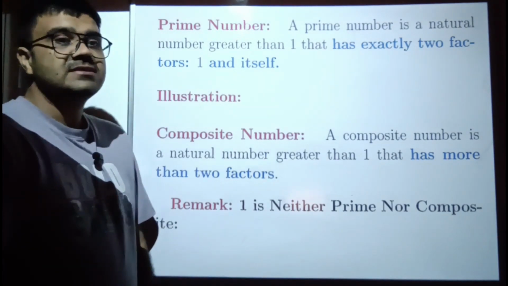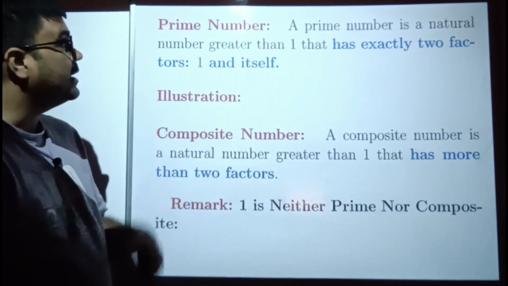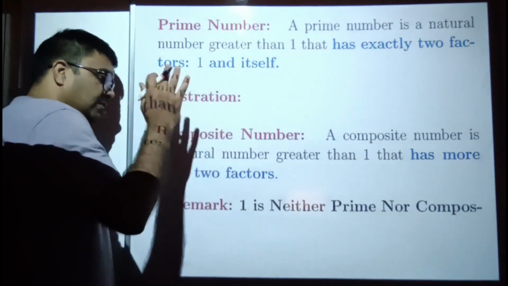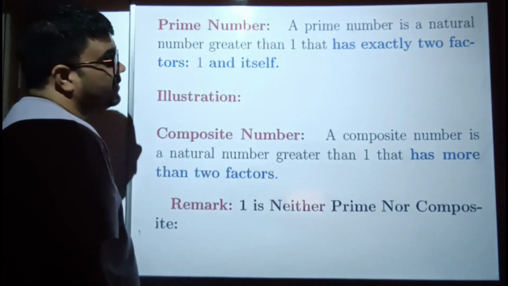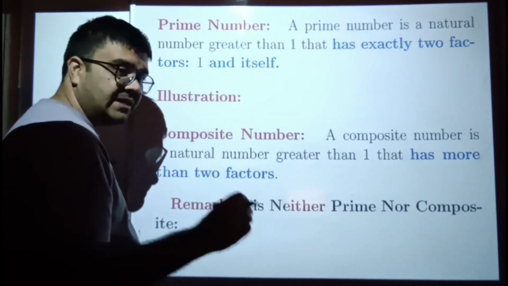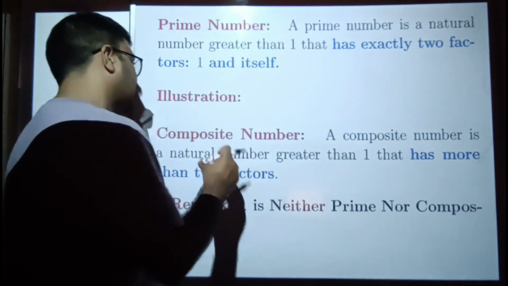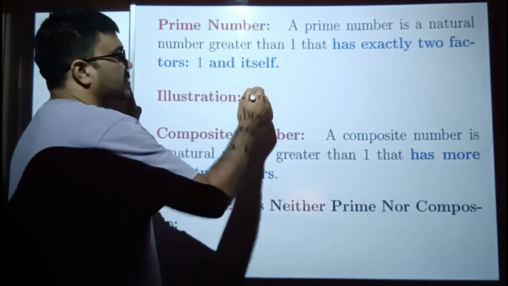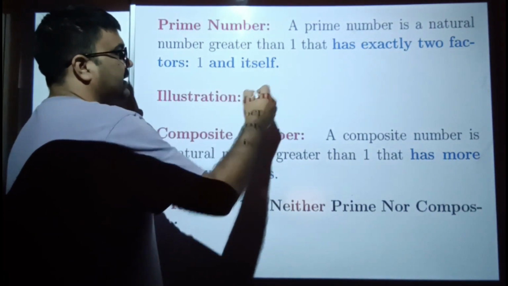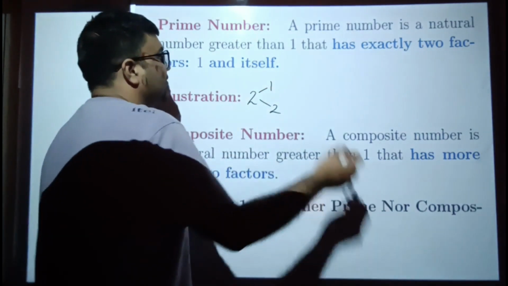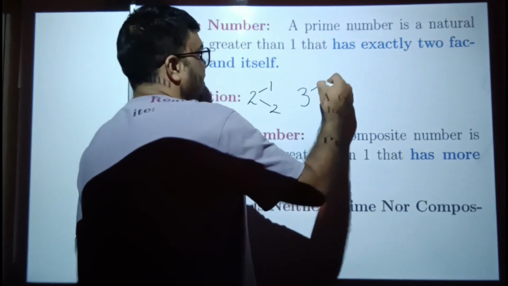Now next we have the definition, prime numbers. This is a property of the natural numbers. A number is said to be prime if it has exactly 2 factors. Exactly 2 factors means, suppose I am talking about the number 2, the factors of this number 2 are 1 and 2. If I am talking about the number 3, the factors are 1 and 3.